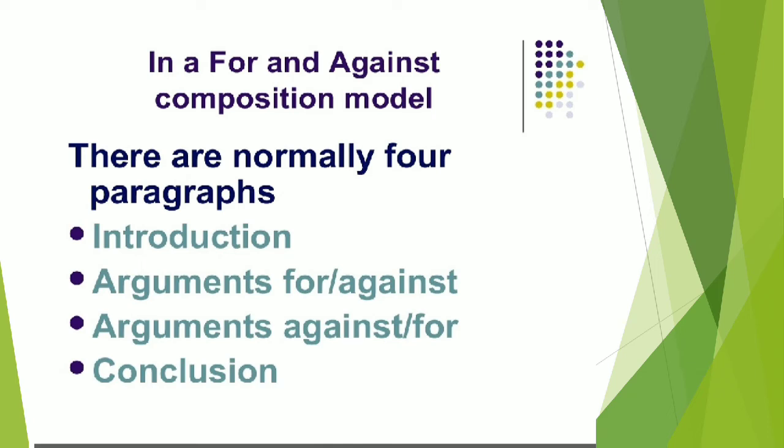In a for and against composition model, there are normally 4 paragraphs. You have the introduction, you have arguments for or against, arguments against or for, and then the conclusion. So, a for and against essay should comprise 4 paragraphs: introduction, paragraph 1, 2, and conclusion.